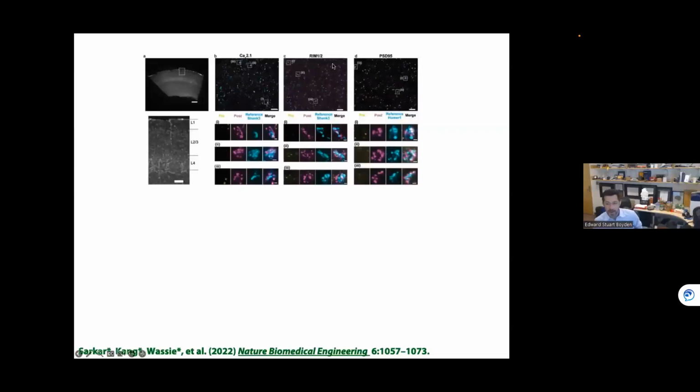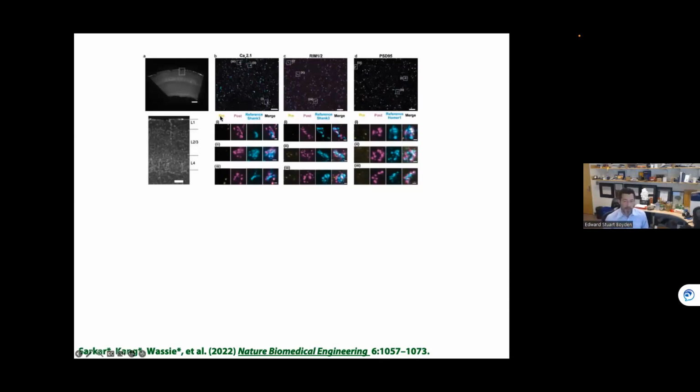Panels B, C, and D show a couple examples of proteins where the pre-expansion staining, shown in yellow, and yes, there's not much yellow, is pretty dim. Post-expansion labeling is shown in pink and is much brighter. So panel B is a calcium channel, panel C, RIM1/2, a pre-synaptic protein, panel D, PSD95. In all these three cases, we get much better staining with post-expansion staining than with pre-expansion staining.